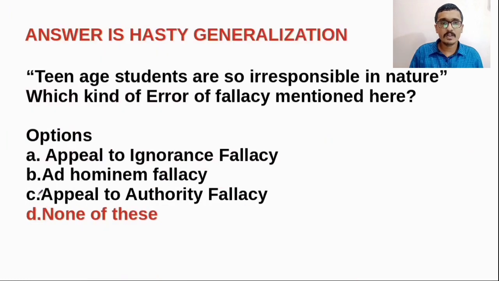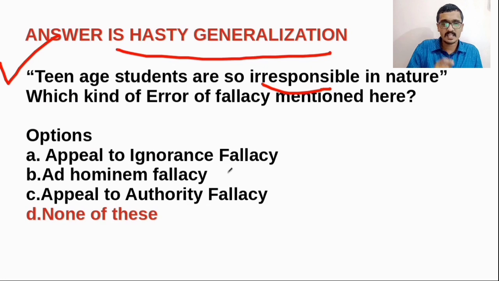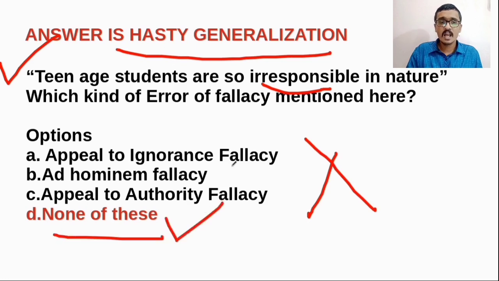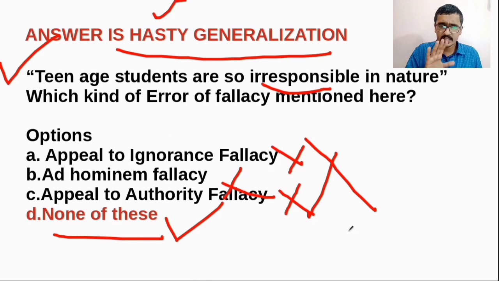Then we move on to the question. Teenage students are so irresponsible in nature. We can see that this is a kind of false generalization, which is called hasty generalization fallacy. Hasty generalization fallacy is not given in the options. This is not appeal to ignorance, not ad hominem, not appeal to authority. The right answer is hasty generalization, which is not given in this question, so none of these is the answer.